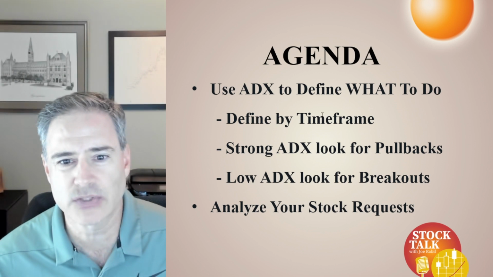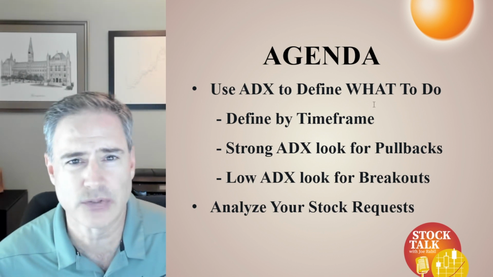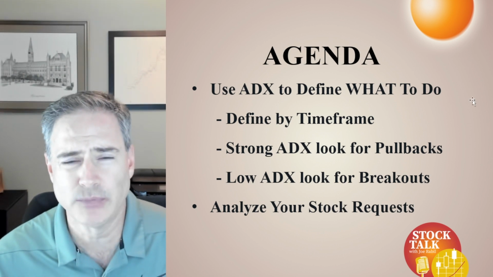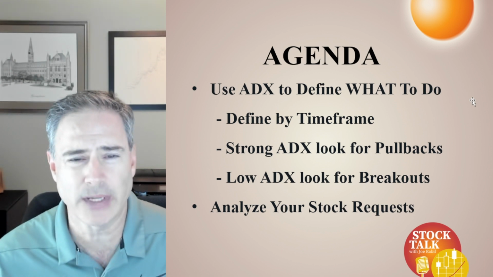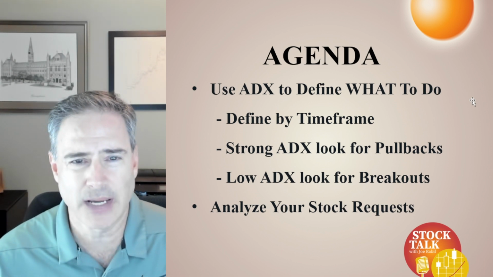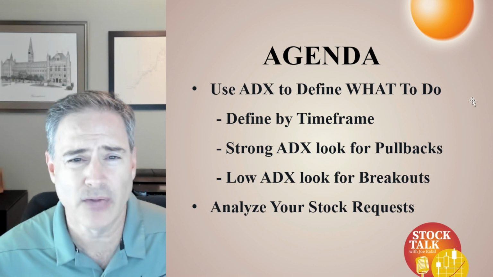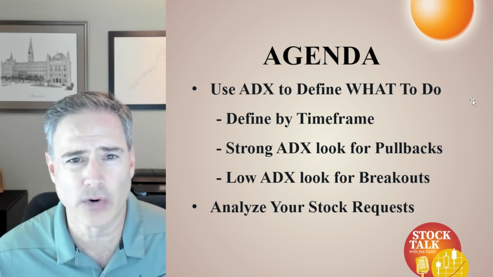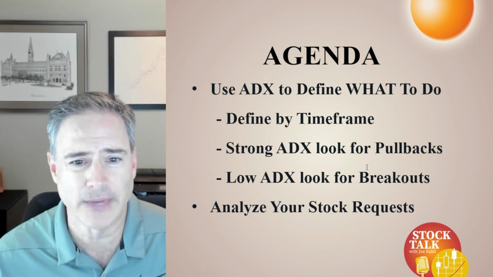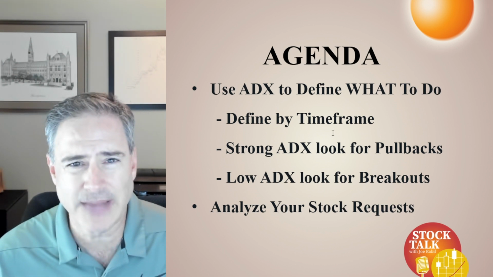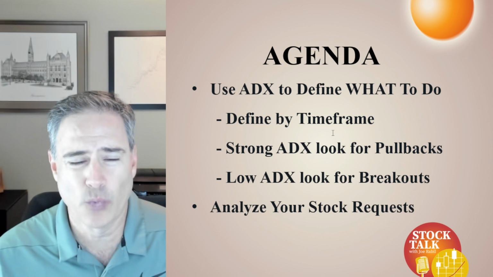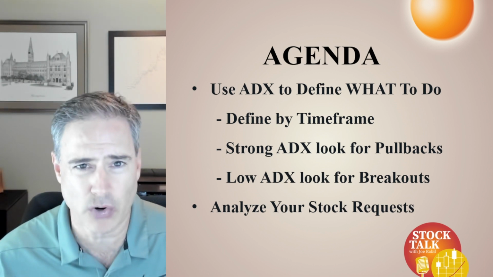All right, so let's just look at this agenda. Normally what I'm doing with ADX is trying to shrink a list down by using ADX qualities and saying, okay, I'm only looking for the ones that meet what I'm looking for on an ADX basis. But the other thing you want to use ADX for is to tell you what to do. And we want to define that by time frame, because you want to use it in multiple time frames. So first order of business is looking for strong trends.